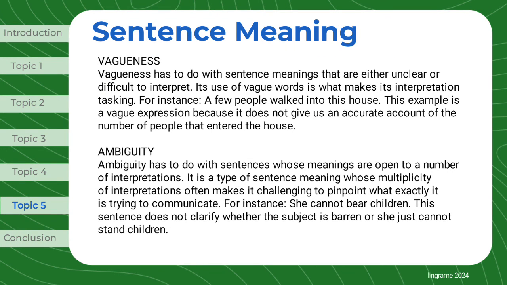Vagueness. Vagueness has to do with sentence meanings that are either unclear or difficult to interpret. Its use of vague words is what makes its interpretation tasking. For instance, a few people walked into this house. This example is a vague expression because it does not give us an accurate account of the number of people that entered the house.